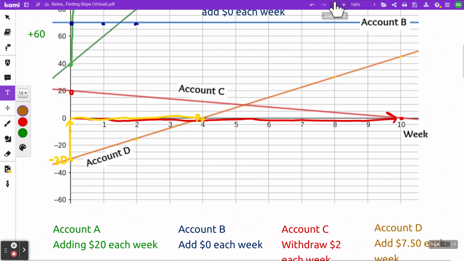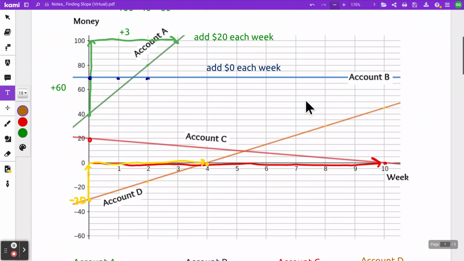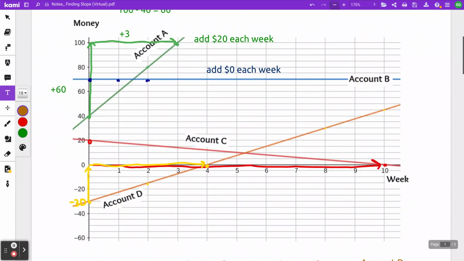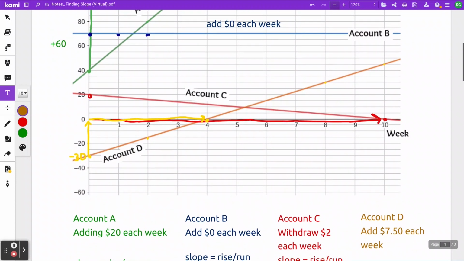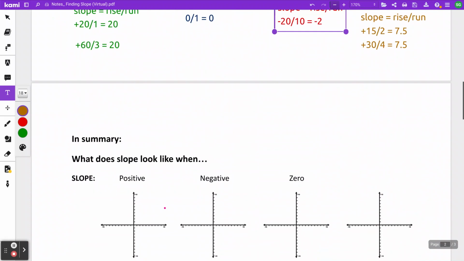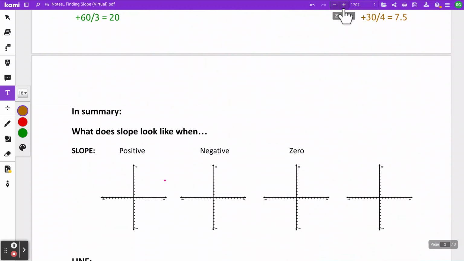So this right here is an example of how you can use slope to help you understand graphs. This question here didn't ask me to find slope. It asked me to describe how each account changes, but slope is how you can describe how each account changes. I want to summarize what we noticed in this first part here, because in the second part, we're not going to have stories. We've been doing this for every lesson in this unit, right? Start with the story, but then notice some things to help us when there is no story.